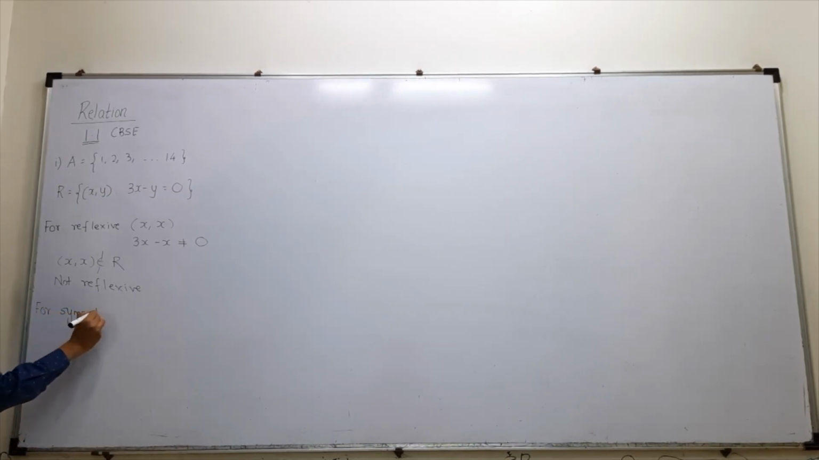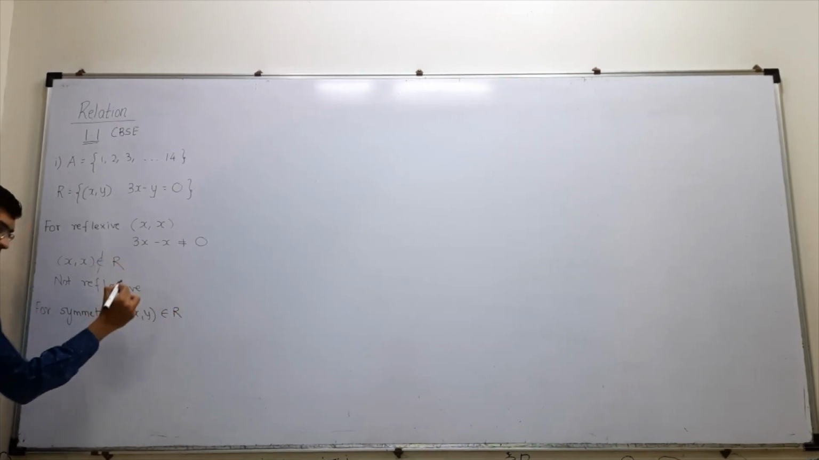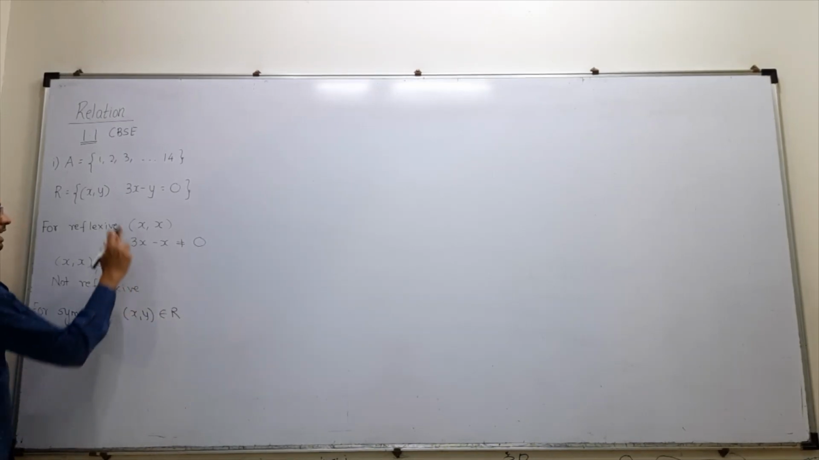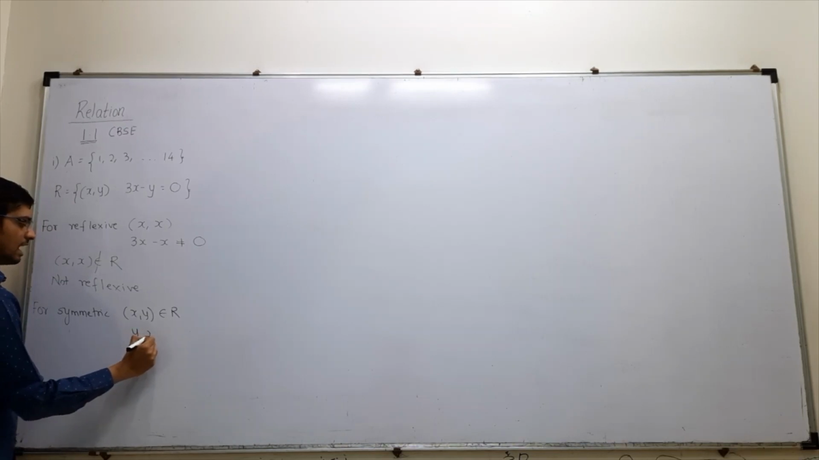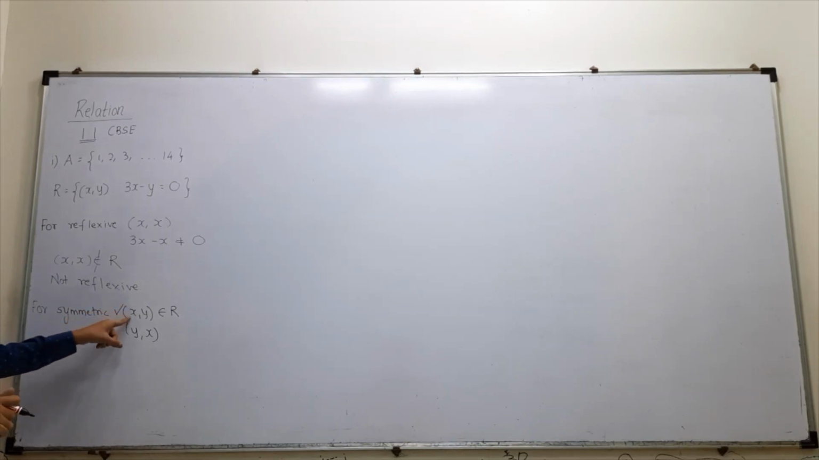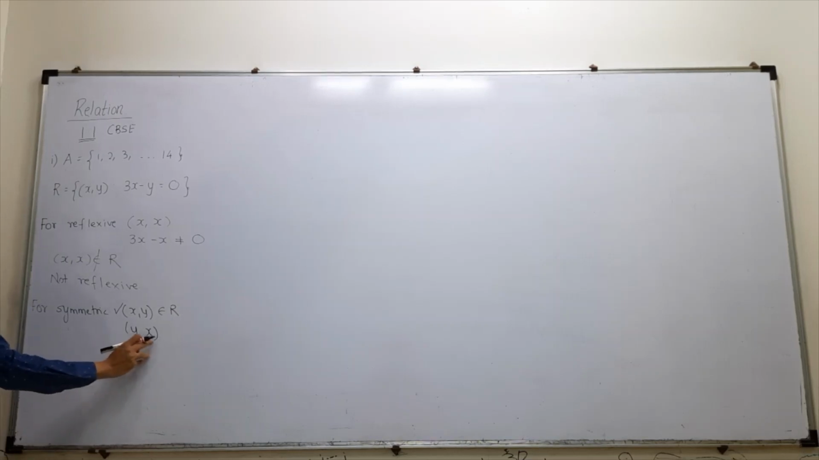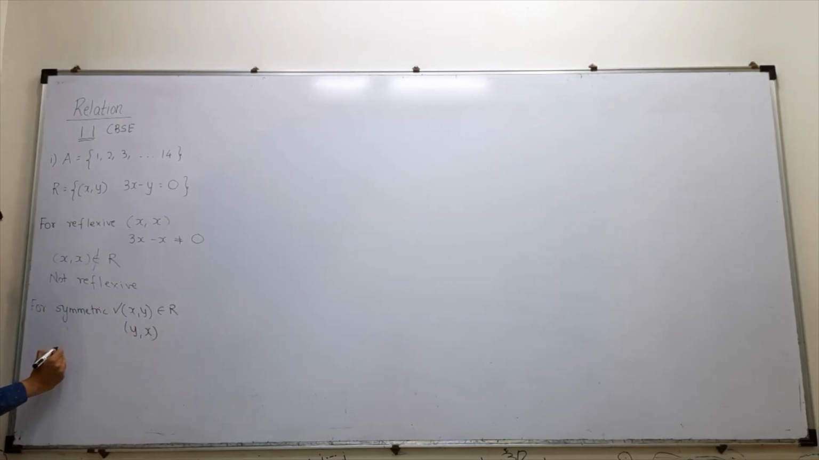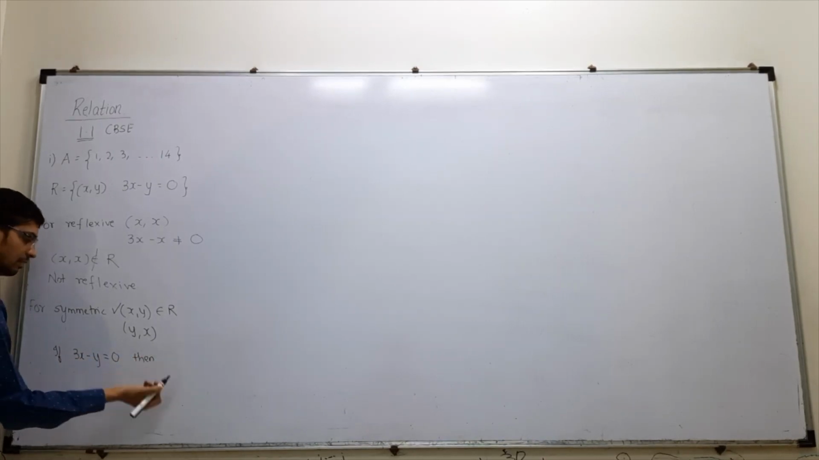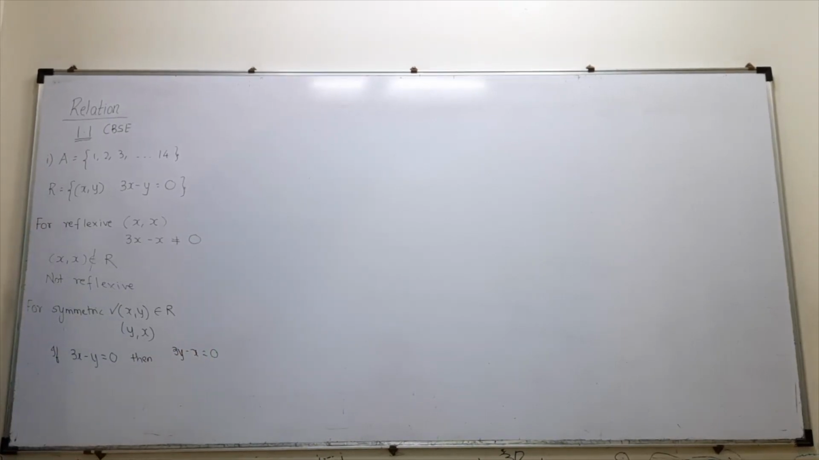Now for symmetric, if x, y belongs to R, it means that 3x minus y is 0. If I take y, x, I assume that for some numbers, x, y belongs to R, that is 3x minus y is 0. Now I need to check for y, x, that is, if 3x minus y is 0, then does it imply 3y minus x is 0? No, it is not possible.